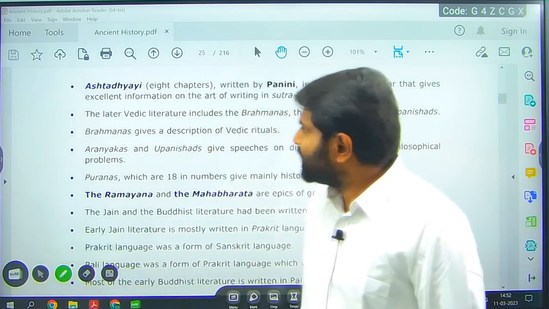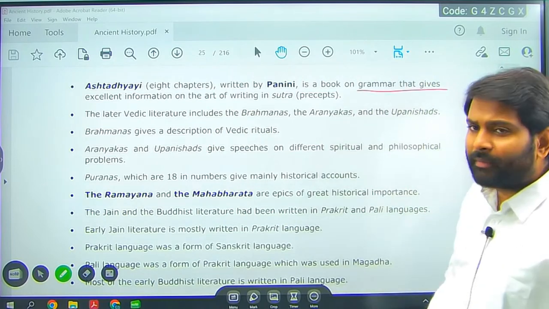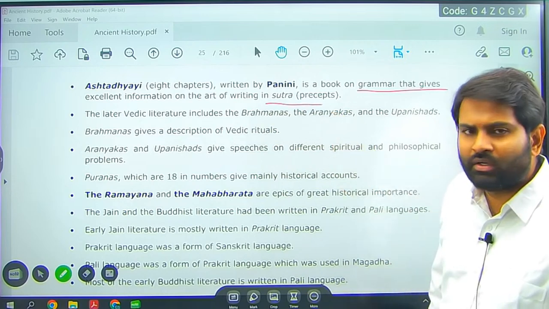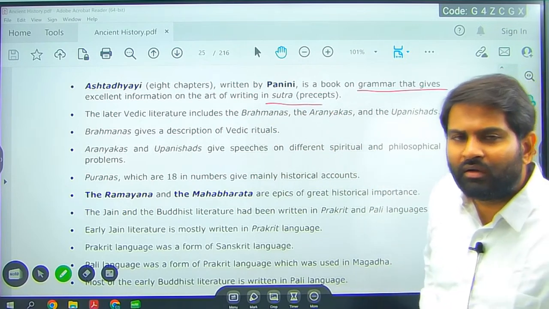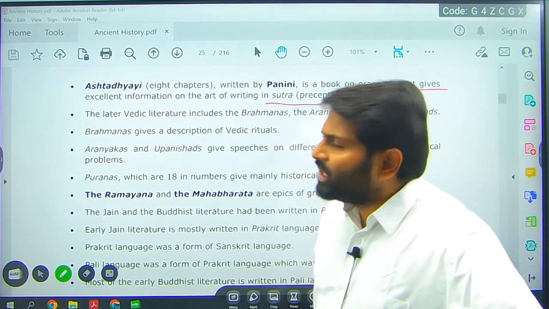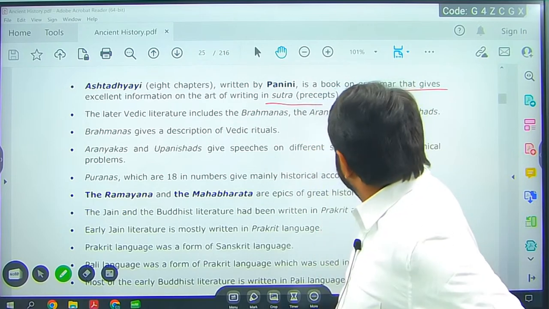Next one. Astadhyayi, eight chapters written by Panini, is a book on grammar, which gives excellent information and the art of writing in sutra, precept, sutra, formula, right? Grammatical formulas, grammar, right? English grammar, you must have understood. Panini wrote the book Astadhyayi, which is a grammatical book, which is talking about grammar, right?